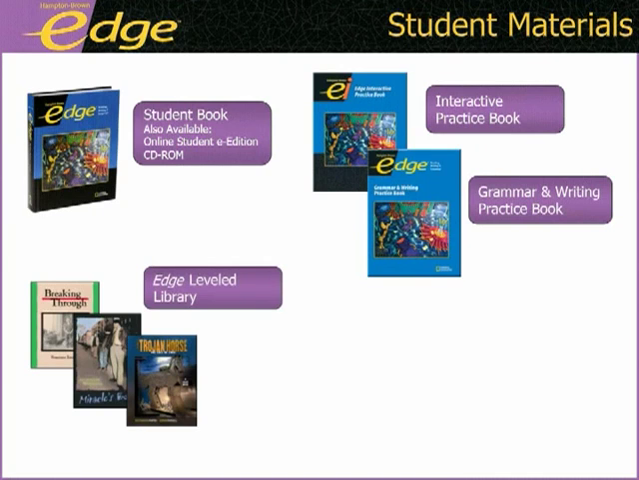The EDGE library includes 3 titles per unit at 3 different reading levels to provide students with choice and exploration of the essential question. A downloadable teacher's guide and student journal accompanies each title.